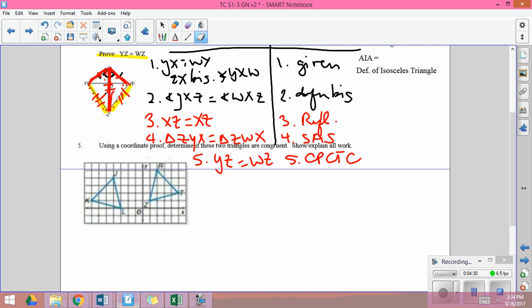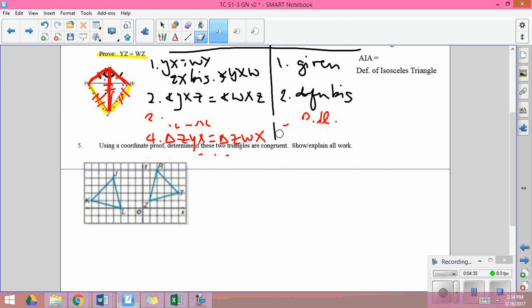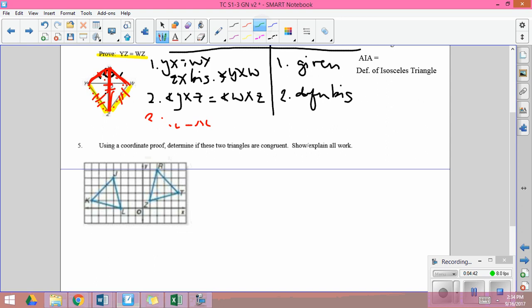So let's go ahead and look at this last coordinate proof here. Now, coordinate proofs are a little bit different because they deal with only this specific situation. Regular proofs deal with all situations. This deals with just this specific information. Determine if they are congruent. So that means I either have to prove by side, side, side, side, angle, side, angle, angle, side, side, angle, side, or HL. I have to prove one of those.